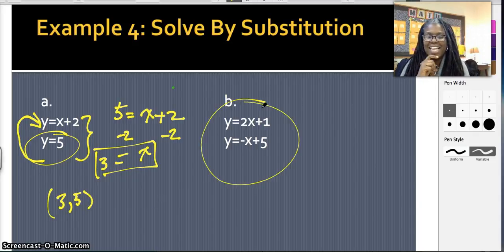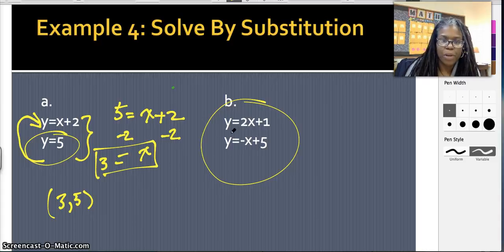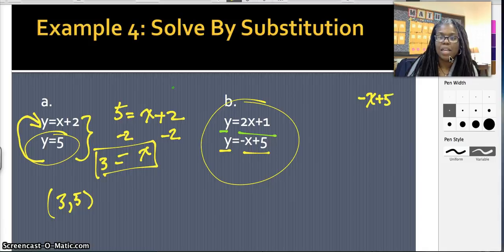Over here is a slightly different situation, but the beauty is that y is solved for in both equations. This gives me the power to substitute. If y is equal to 2x plus 1, and at the same time y is equal to negative x plus 5, then that means negative x plus 5 must equal 2x plus 1, because we're talking about the same y. Again, the beauty of this is that now I have one variable, and I'm going to isolate that variable.